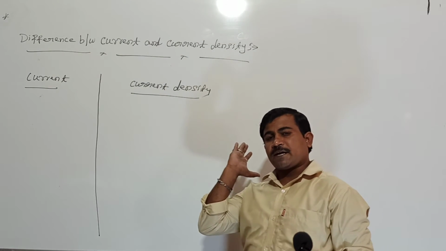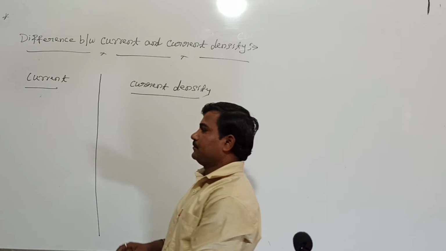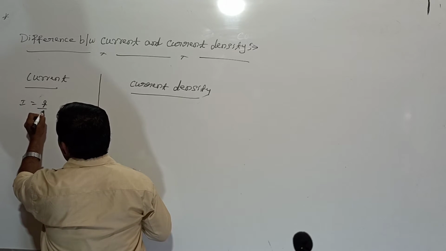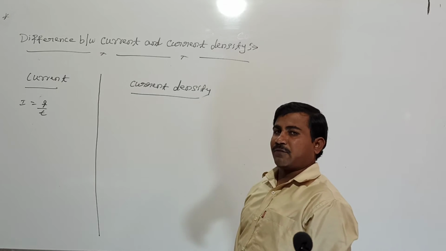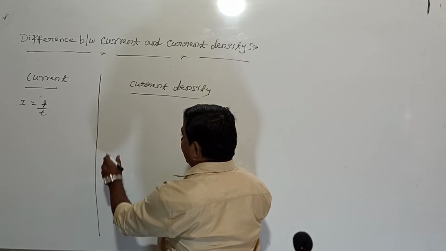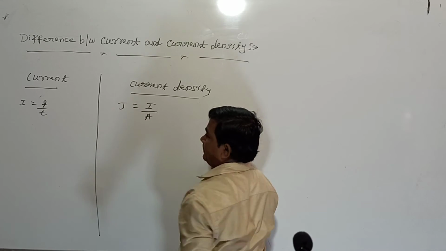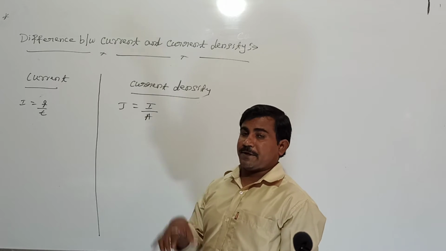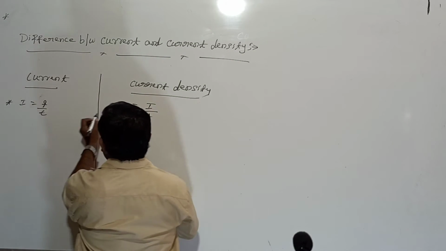Actually, what is electric current? Electric current is the rate of flow of charge. But what is current density? Current density is current per unit area. This is the first difference we can make.